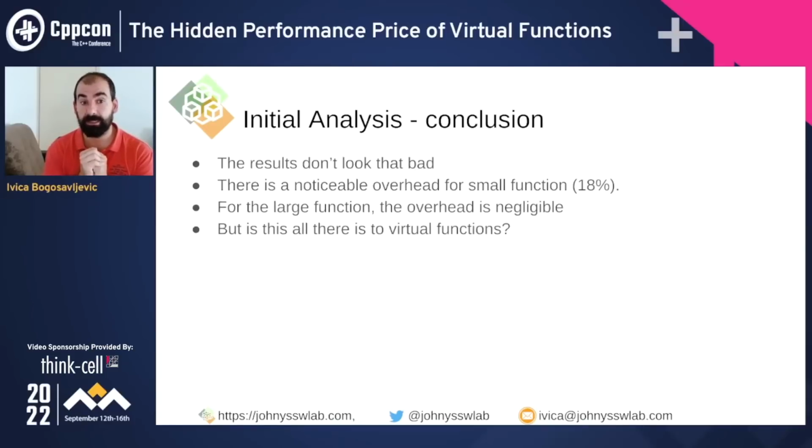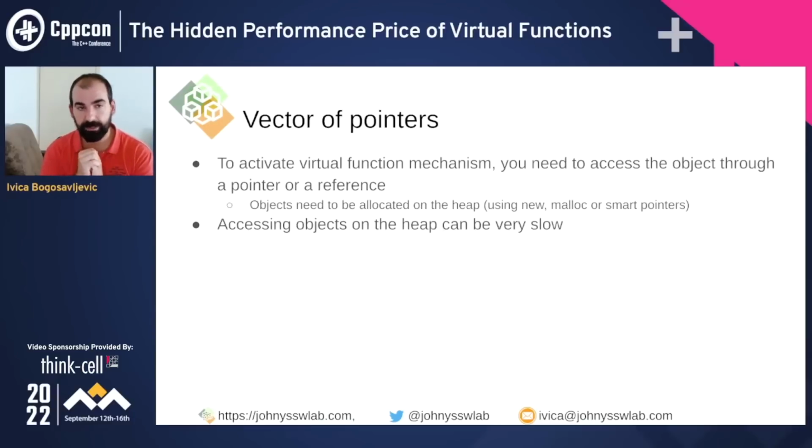But the question is, is that all? Is there something else to virtual functions? And the answer is yes, of course. So we move on to the next important building block of virtual functions, and these are vectors of pointers. To activate the virtual function mechanism, you need to access the object through a pointer or a reference. So the object itself needs to be allocated on the heap using new, using malloc, or using smart pointers, but you will get the place for the object on the heap.